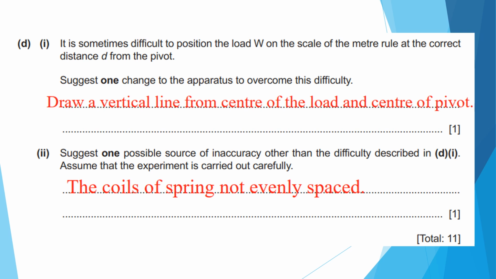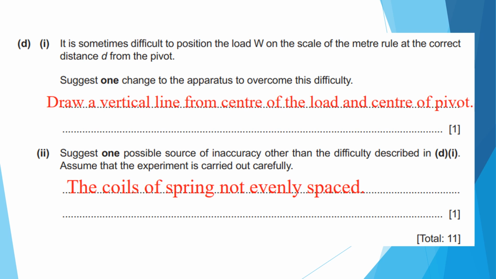And from the center of the load also, we need to identify one vertical line. Then we can exactly find the distance. So draw a vertical line from the center of the load and center of the pivot. So that will help us to identify the correct position of load.